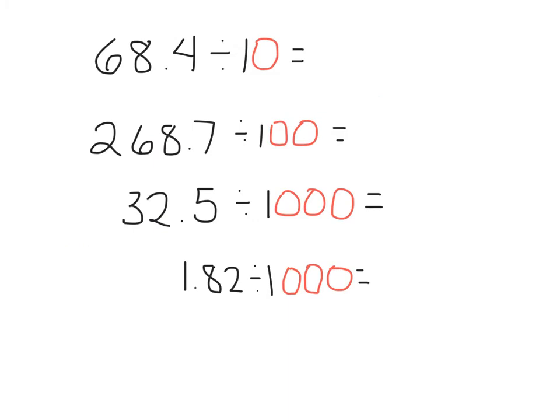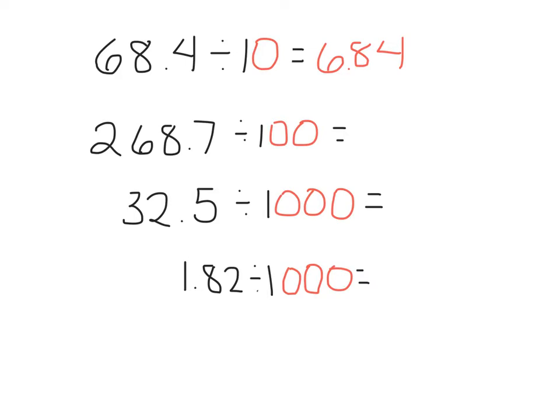In the first one, we have 68.4 divided by 10. So we take a look here at how many zeros are in the divisor. We have 1. So now we're going to move the decimal place 1 place to the left. So our answer will now be 6.84.